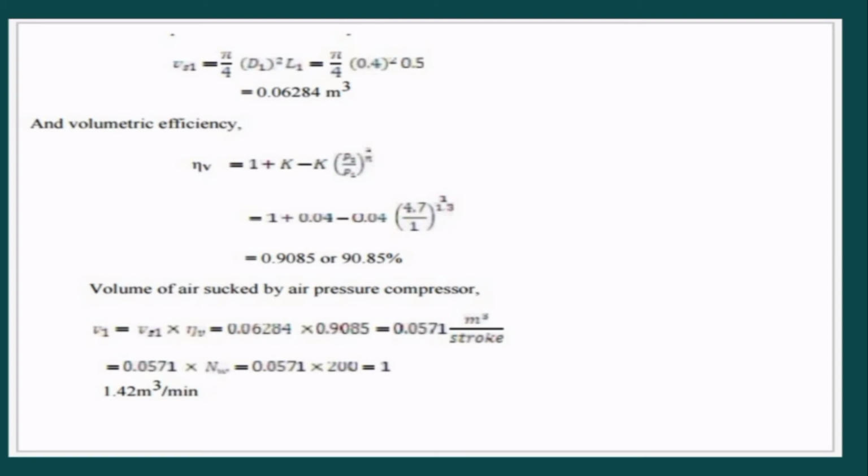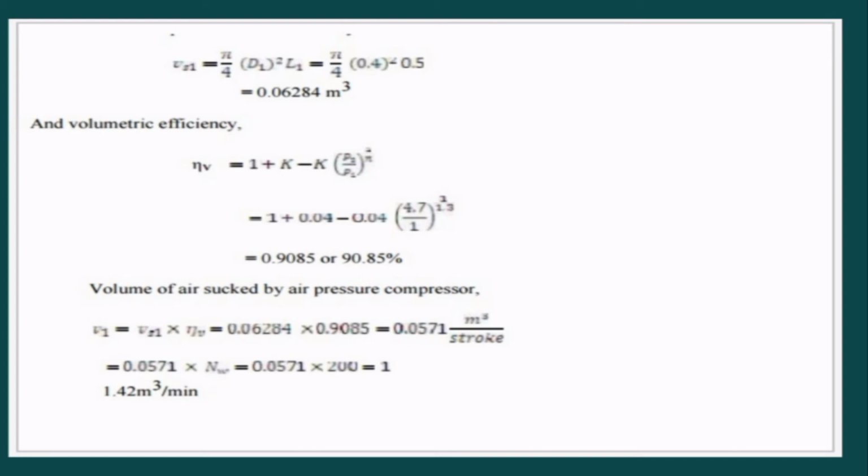The volumetric efficiency, ηv, is equal to 1 plus K minus K times the parenthesis of P2 over P1 raised to 1 over n, is equal to 1 plus 0.04 minus 0.04 times the parenthesis of 4.7 over 1 raised to 1 over 1.3. And the volumetric efficiency is equal to 0.9085 or 90.85%.